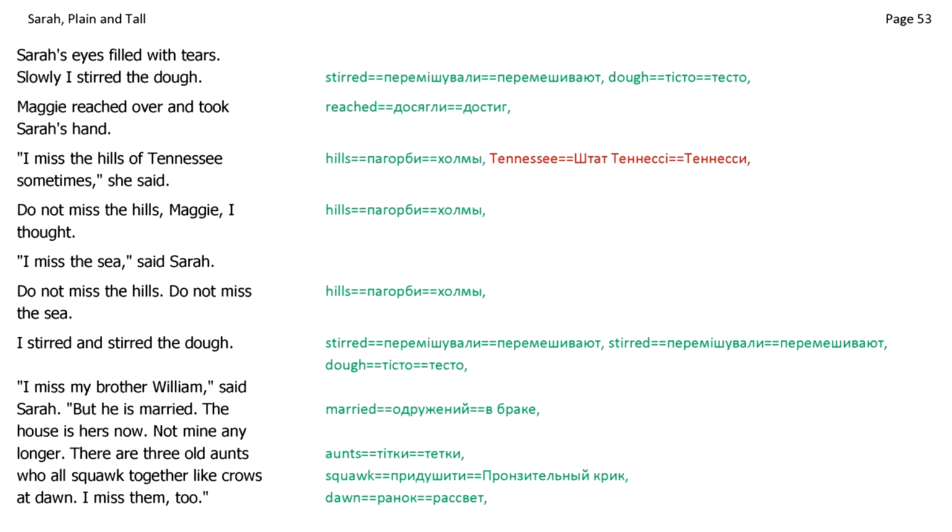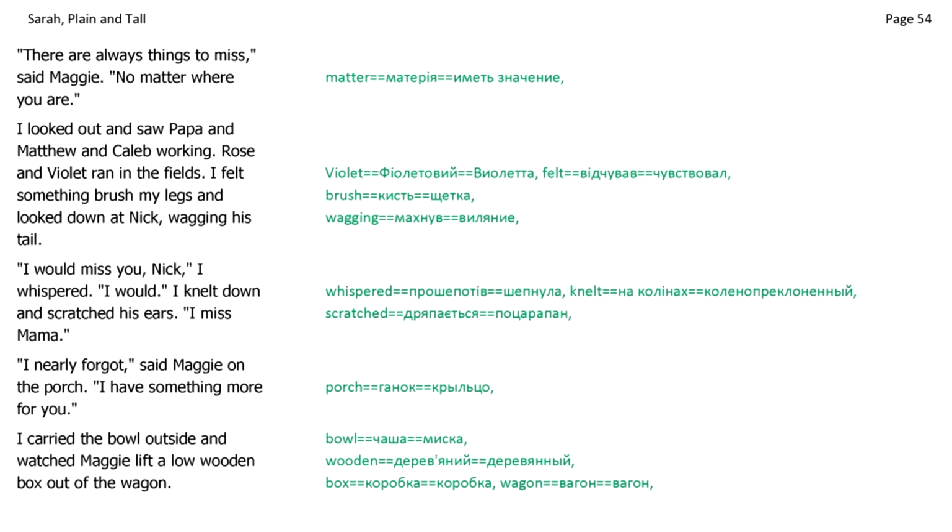"I miss my brother William," said Sara, "but he is married. The house is hers now, not mine any longer. There are 3 old aunts who all squawk together like crows at dawn. I miss them, too." "There are always things to miss," said Maggie, "no matter where you are."